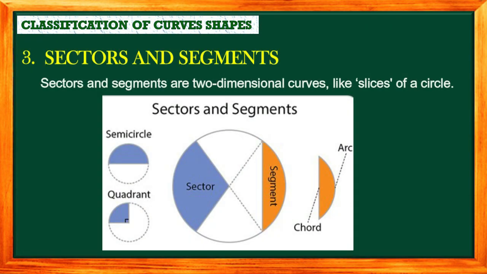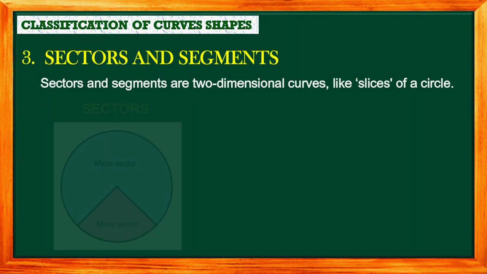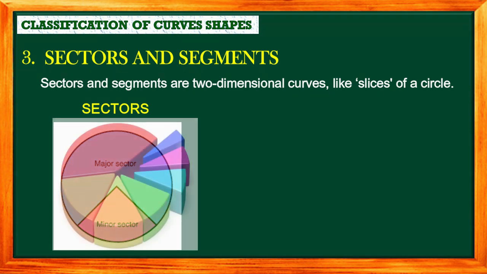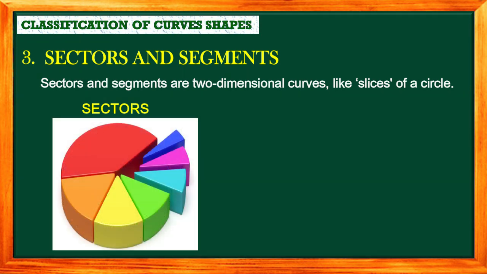Third, we have sectors and segments. Sectors and segments are two-dimensional curves, slices of a circle. Sectors are shaped like a slice of a pizza with a curved edge and each straight side is the same length as the radius of the circle from which it was cut. Pie charts are made up of a number of sectors relating in size to the data they show.